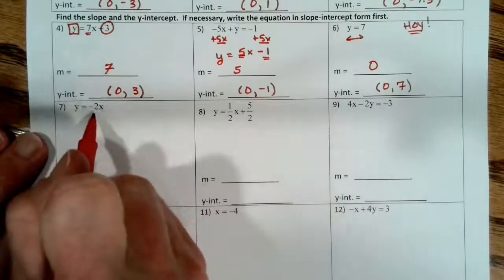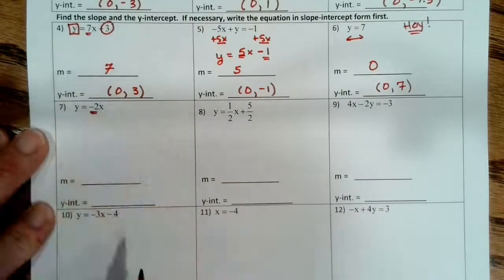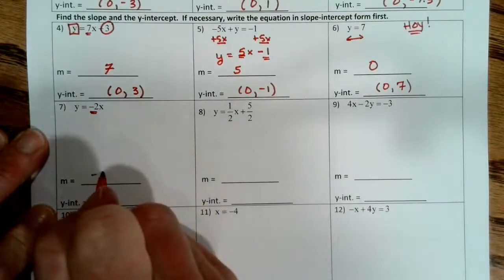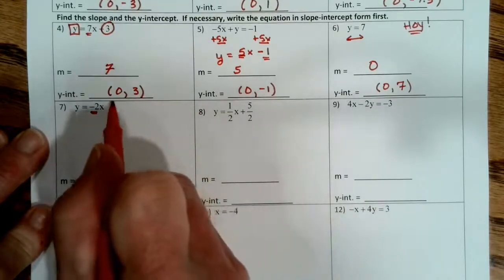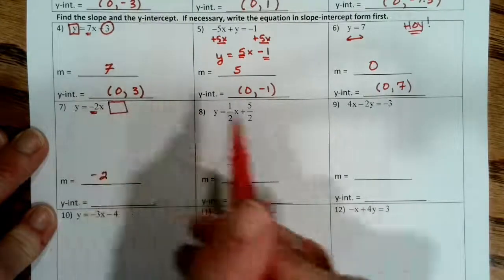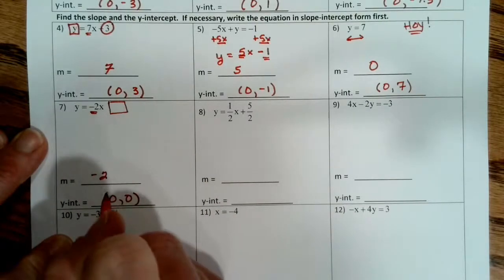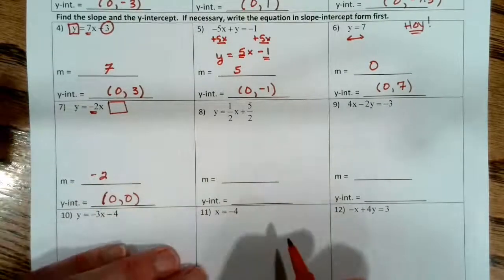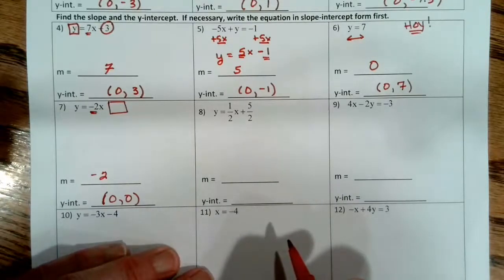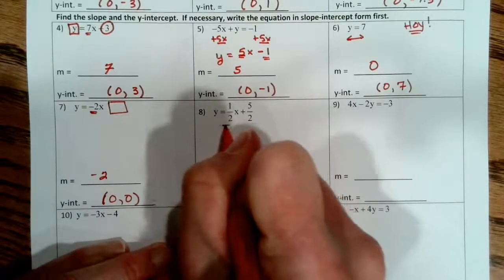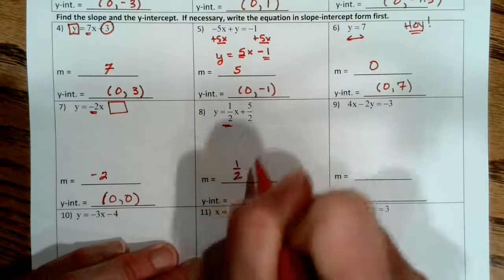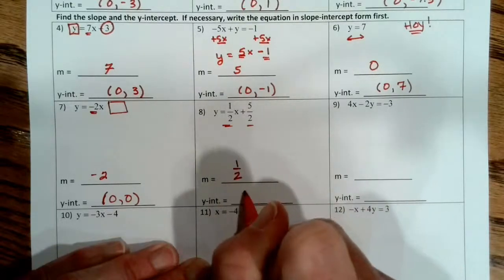For this one, I see my slope is my coefficient, -2. I don't see any constant, any y-intercept. So that means this equation goes through the origin. There's no y-intercept, so it's 0. My slope, my y-intercept.